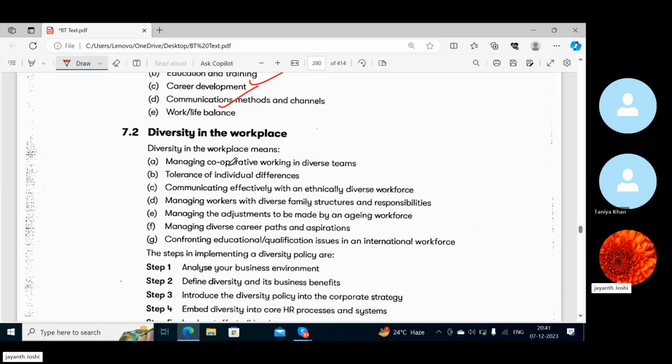Diversity in the workplace means managing cooperative working in diverse teams. That means there are people from many parts of life in a team, right? So how to make them more and more cooperative, and how they should be managed. Tolerance of individual differences. It should not be like, I'm from Punjab, you are from Chennai. There are a lot of dramas also, people not gelling with each other or not accepting each other. It happens, right? Some people hate some kinds of people. It's there.